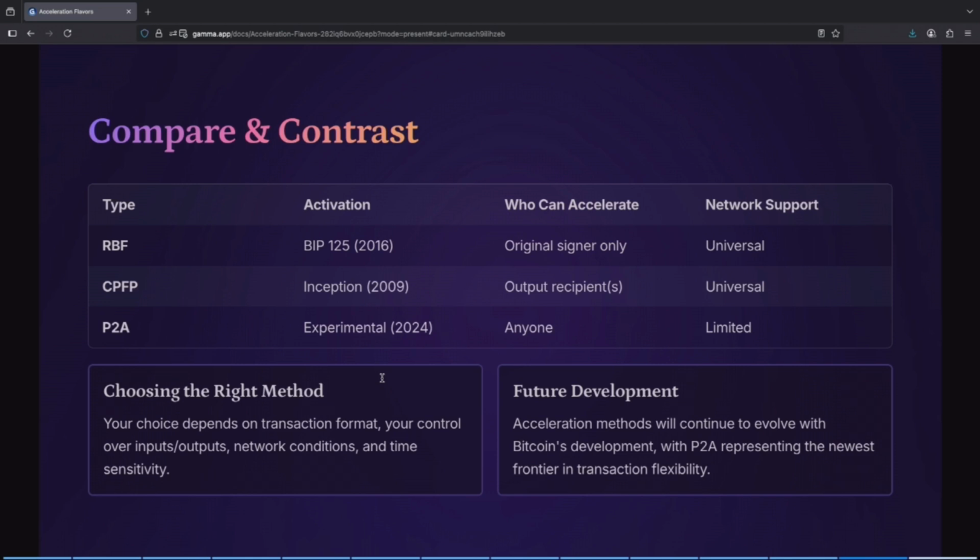Okay, and one more quick follow-up. So right here you have anyone can accelerate a P2A. And this might be my lack of understanding, but I was under the impression that CPFP is also sort of anyone can accelerate. You have to be able to spend one of the outputs. Okay, I guess I'm thinking with coordination of the person in need with CPFP. Sure. So you don't need to know them with pay to anchor.